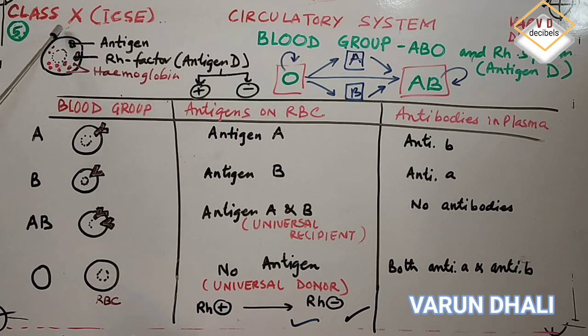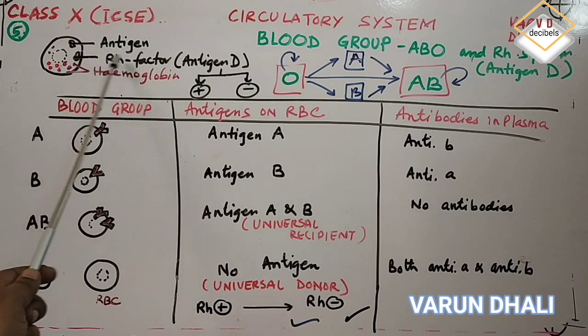And please keep in mind that on the RBC there is the antigen, there is also the Rh factor, and there is also hemoglobin pigment. All these three factors are present on the RBC cell. RBC means red blood cell, which is also called erythrocyte. Rh factor is also known as antigen D. And one more thing, let me tell you.